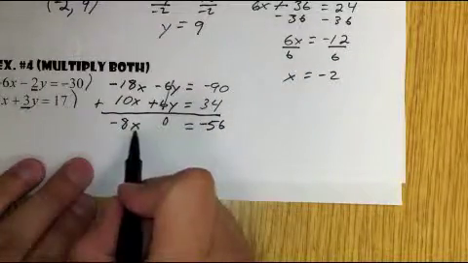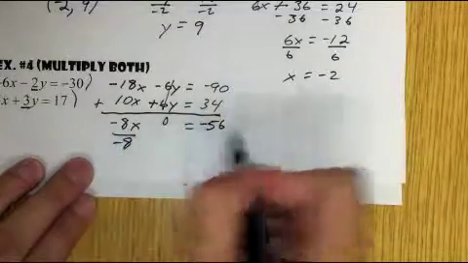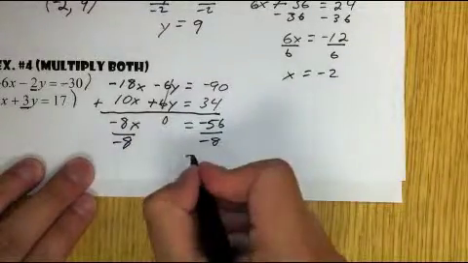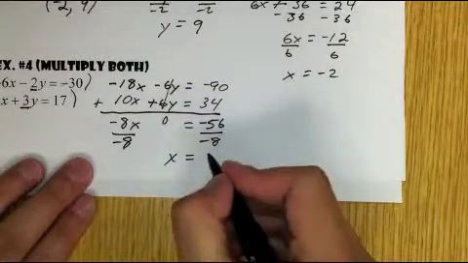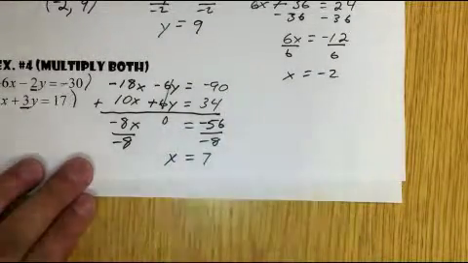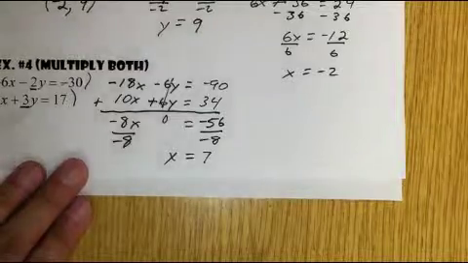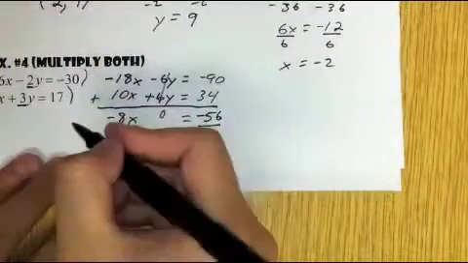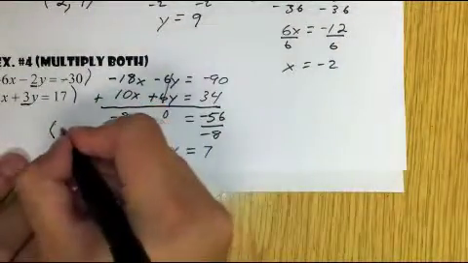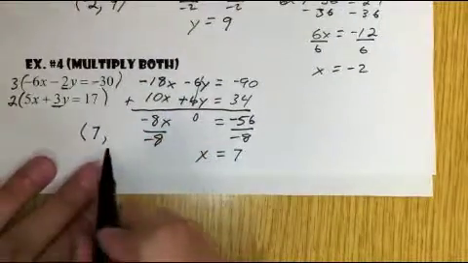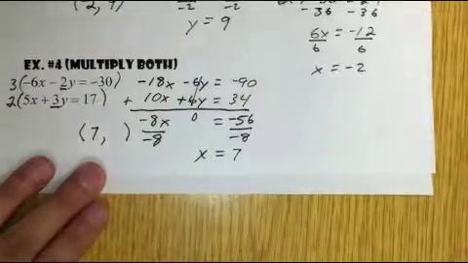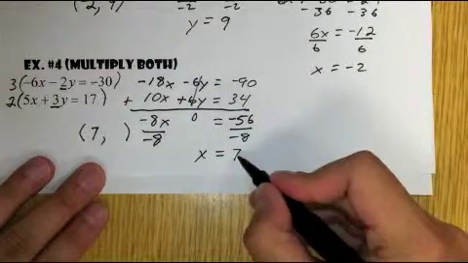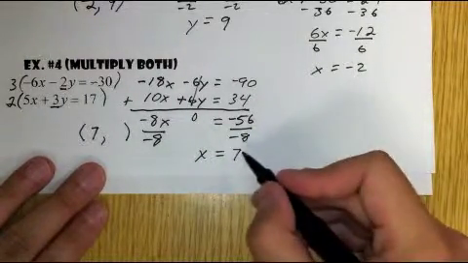Okay, can I get x by itself? Yep. Divide by negative 8. Okay, negative 56 divided by negative 8 is a positive 7. Okay, so one of my coordinates, I'll put that over here, is 7. Make sure you put it where the x is supposed to be. Okay, what do I do with that? Plug it into an original problem.